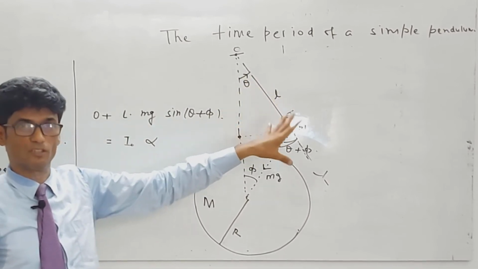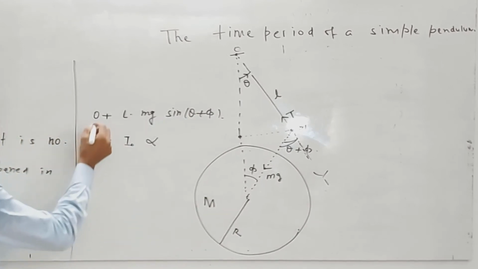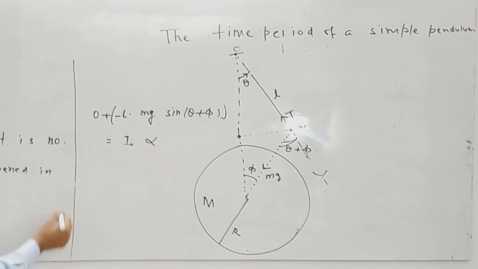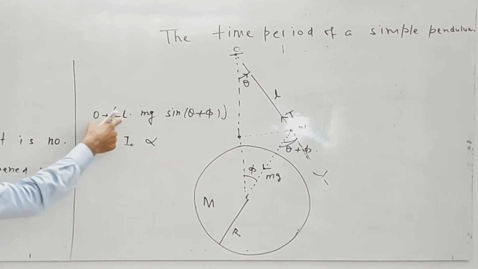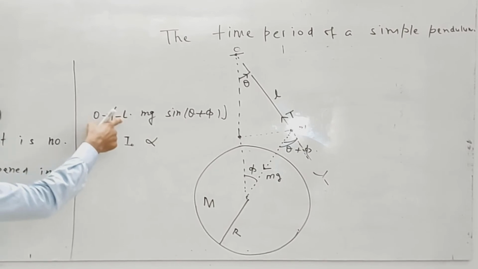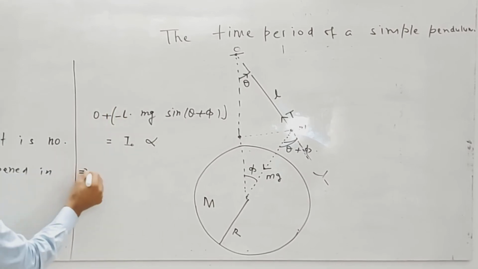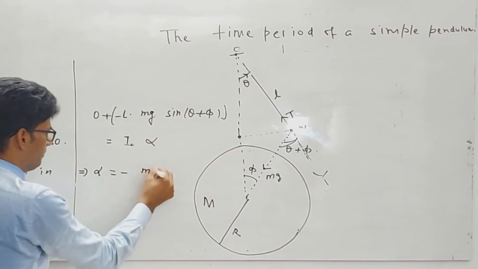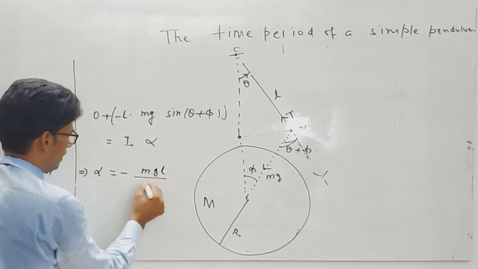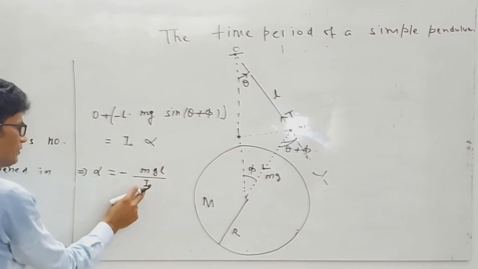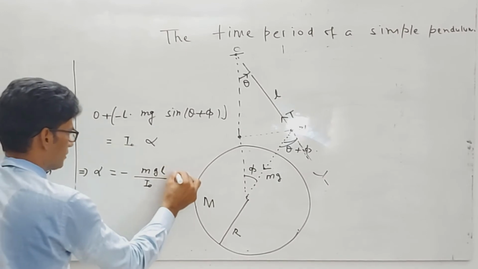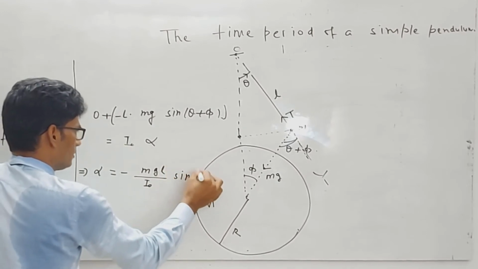So we have to put the negative sign there. Why the negative sign? Because torque is of restoring nature. That is why this implies alpha is equal to minus mgl over I, where I is the moment of inertia of that mass m about the peg, about the point of oscillation, and here sine of theta plus phi.